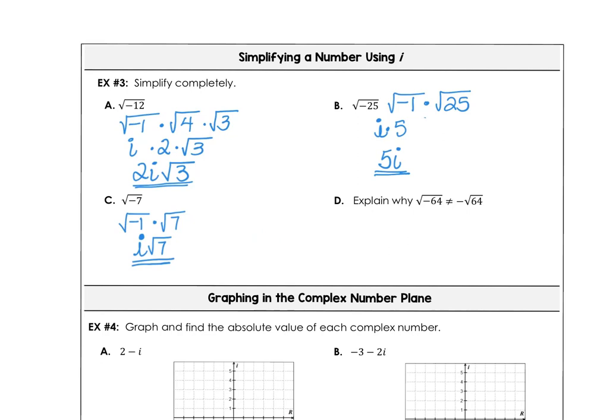Part D says to explain why the square root of -64 is not the same as negative 1 times the square root of 64. So we can do that fairly easily. So the square root of -64, that is, the square root of -1 times the square root of 64, is 8i. But negative times the square root of 64 is just -8. Those are not the same.